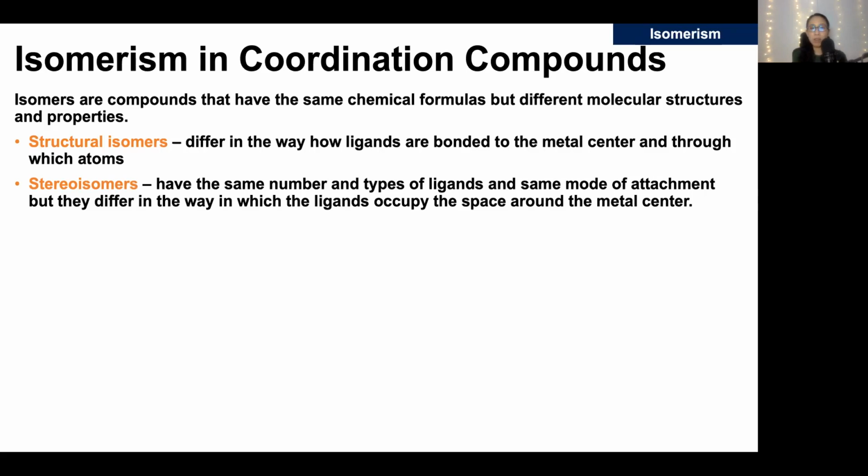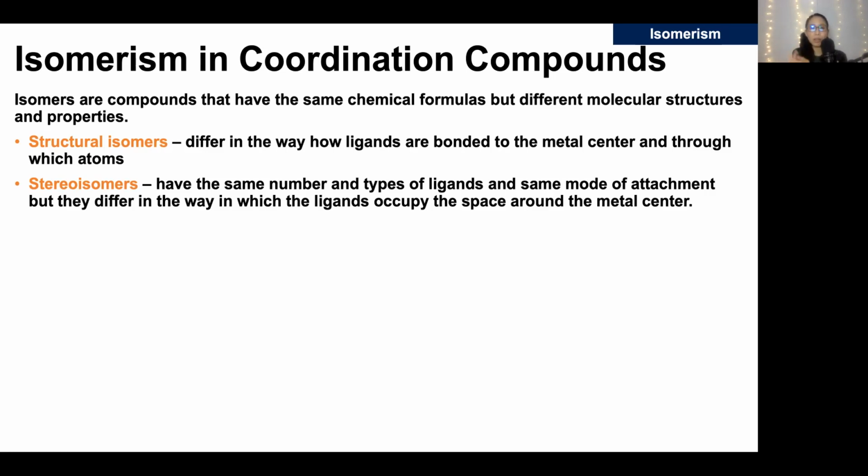In coordination compounds, there are two types of isomerism. We have structural isomerism. So you have structural isomers. They have the same chemical formula, but they differ in the way ligands are bonded to the metal center and through which atoms. I will give some examples in a short while.